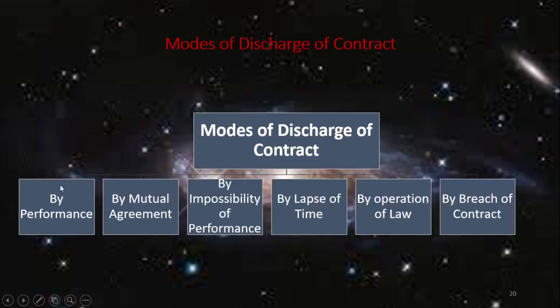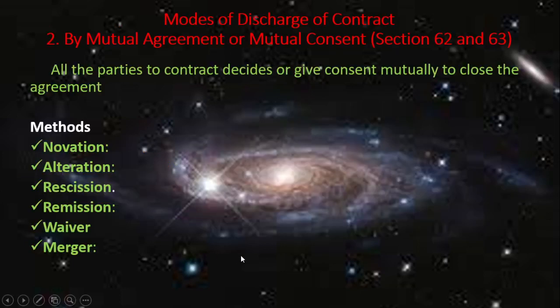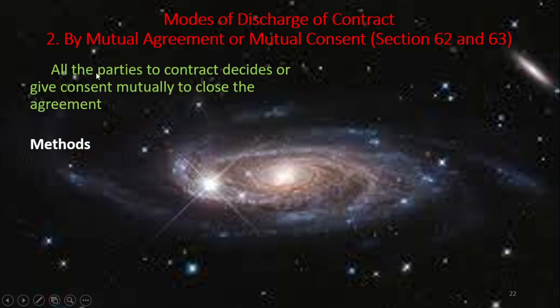And the second method is by mutual agreement. As the name indicates, all the parties to the contract decide to give consent mutually to close the contract. If all the parties to the contract agree to close the contract, it is considered by mutual agreement. There are many methods under mutual agreement: novation, alteration, rescission, remission, waiver, and merger. Let us see one by one.